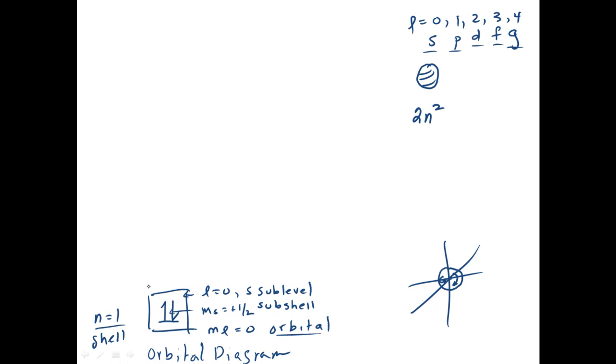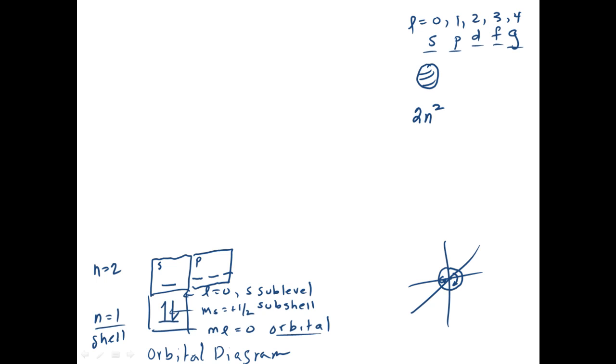So we have to go to the next level, n equals 2. Now n equals 2, we have two sublevels. We have again L equals 0, which is the lower one, and L equals 1, which is 2 minus 1, which gives us an L equals 1 value, which is the P sublevel. So we have the S and the P. If L equals 0, we can only have one ML value, ML equal to 0. But if L equals 1, we have three ML values: negative 1, 0, positive 1.